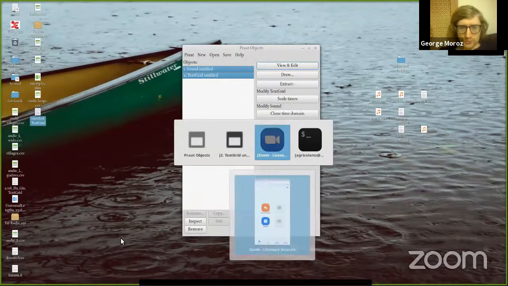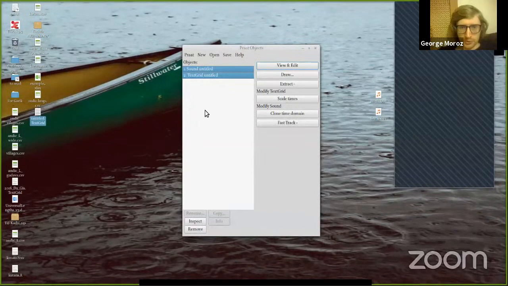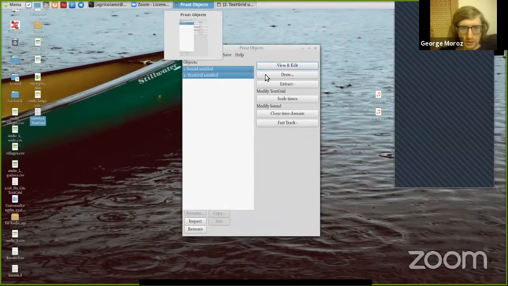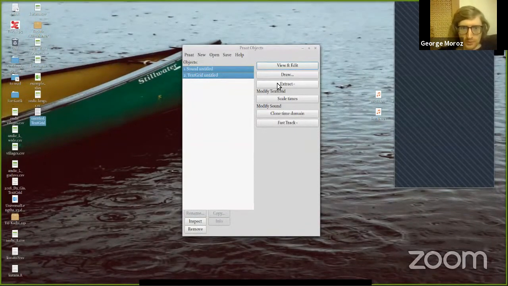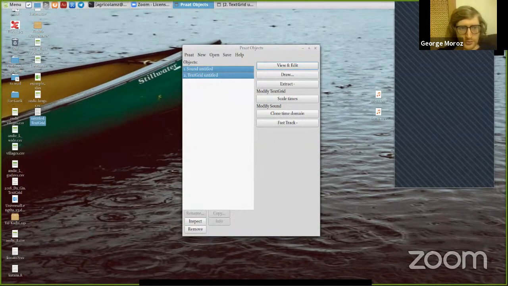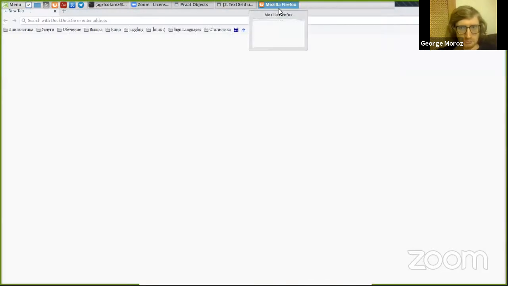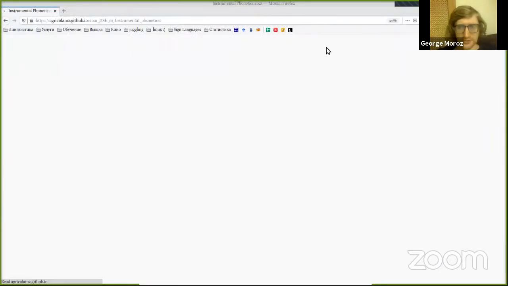There is some software that allows you to manipulate those files without doing everything in Praat. And during our classes, I think we'll discuss those once in the seminar.